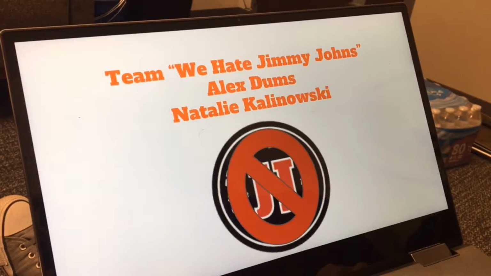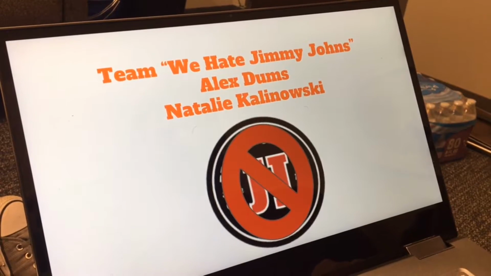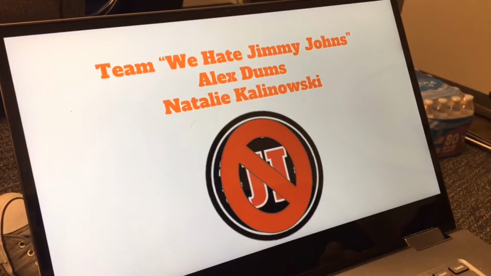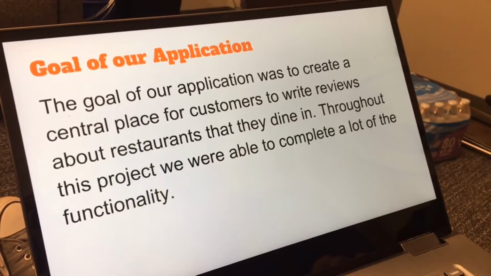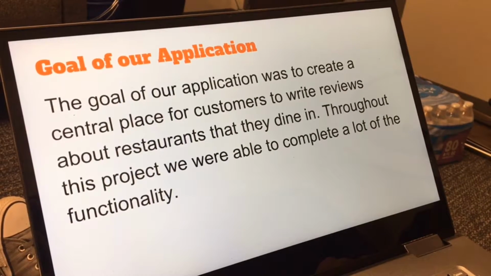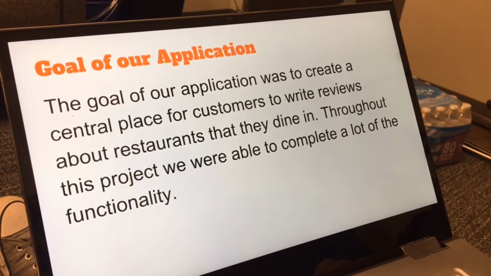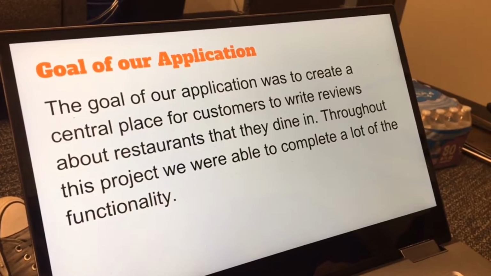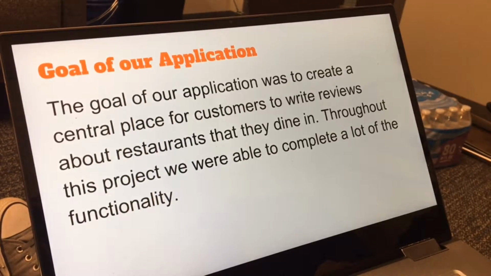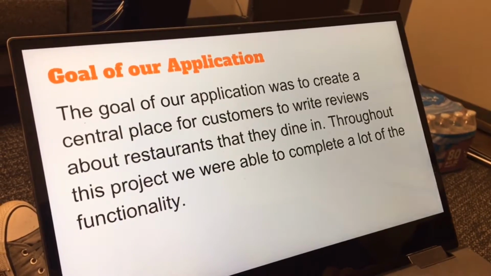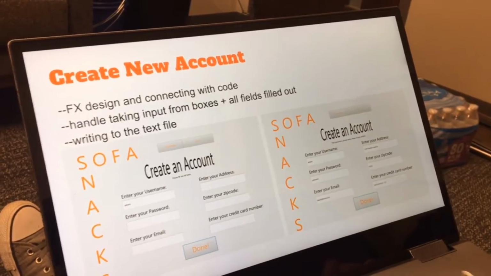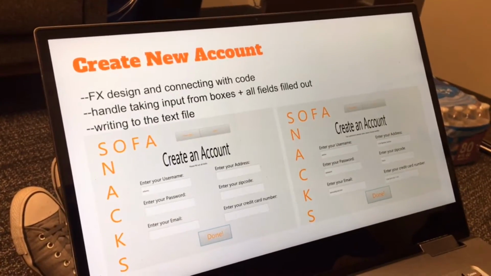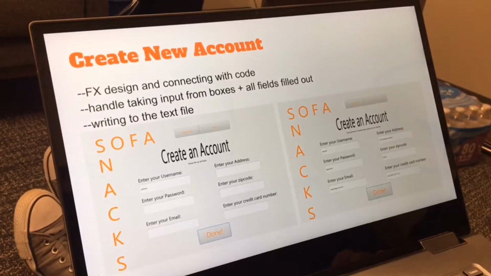Okay, so yeah, we're team We Hate Jimmy John's, as you probably figured out from the first part of the video. So the goal of our application was to create a central place for customers to write reviews about restaurants that they dine in, and throughout the project we were able to complete a lot of the functionality that we originally wanted to. So our first page we're going to talk about is the create account page.